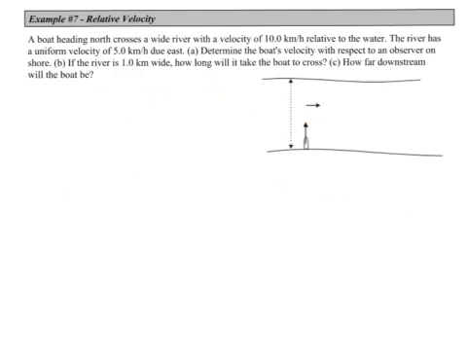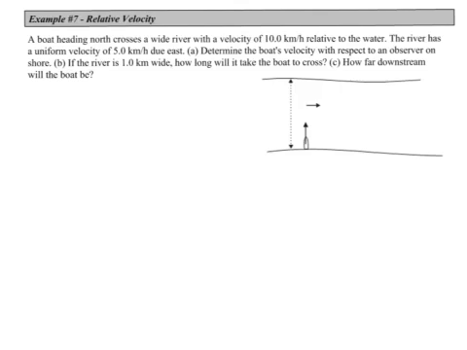We have a boat that's heading north, crossing a wide river with a velocity of 10 kilometers an hour relative to the water. The river has a constant, uniform velocity of 5 kilometers an hour due east. So we want to determine the boat's velocity with respect to an observer on the shore, and then we'll find out, if the river is 1 kilometer wide, how long it's going to take for the boat to cross, and how far downstream the boat will be.